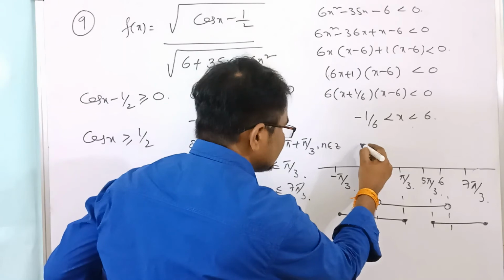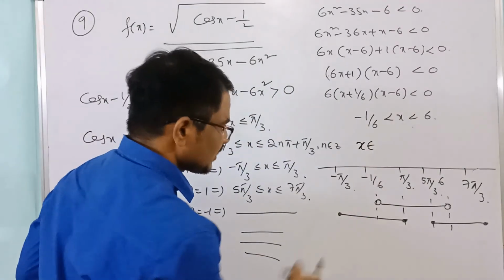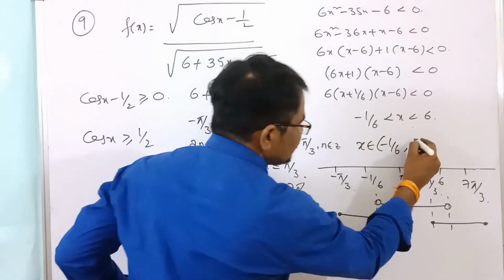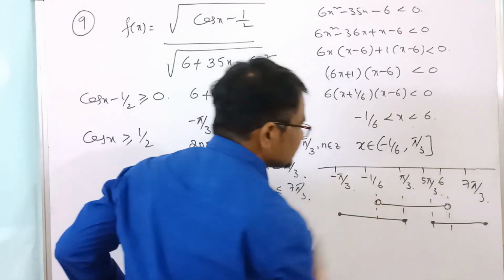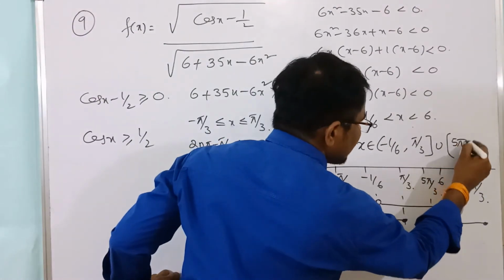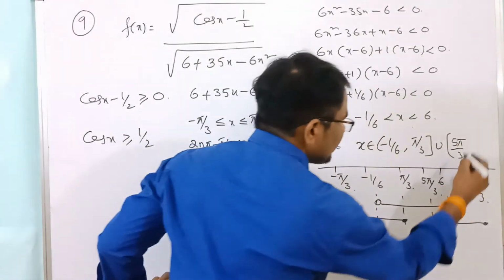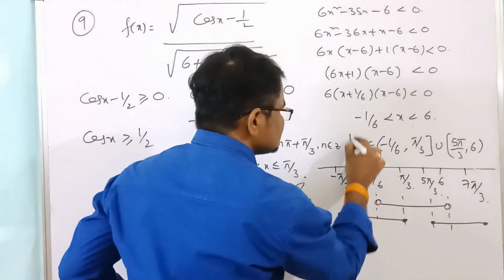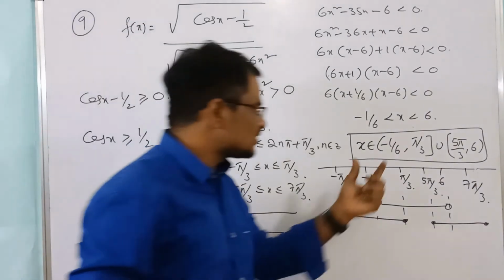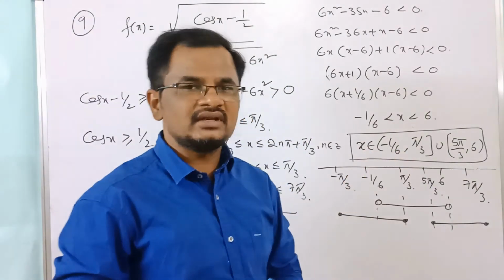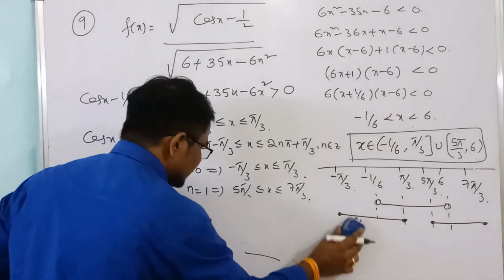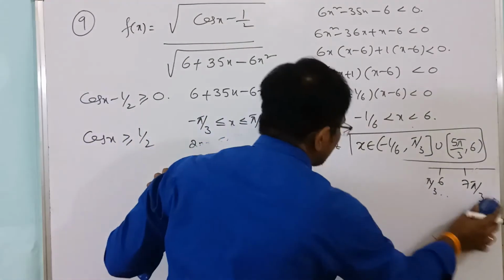That means x belongs to the open interval minus 1 by 6 to the closed interval pi by 3, right? Union the closed interval 5 pi by 3 to the open interval 6. This is our required solution, or the required domain of the given function. Okay? So like this, if you do, then you will get a proper answer.